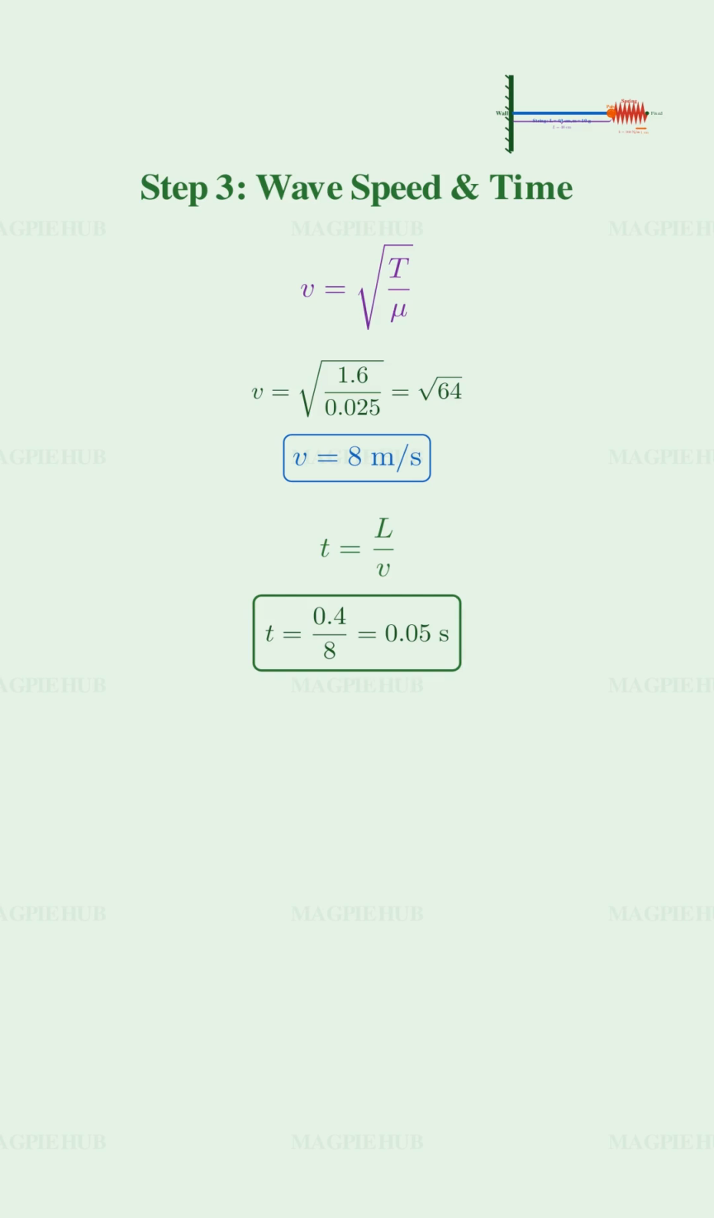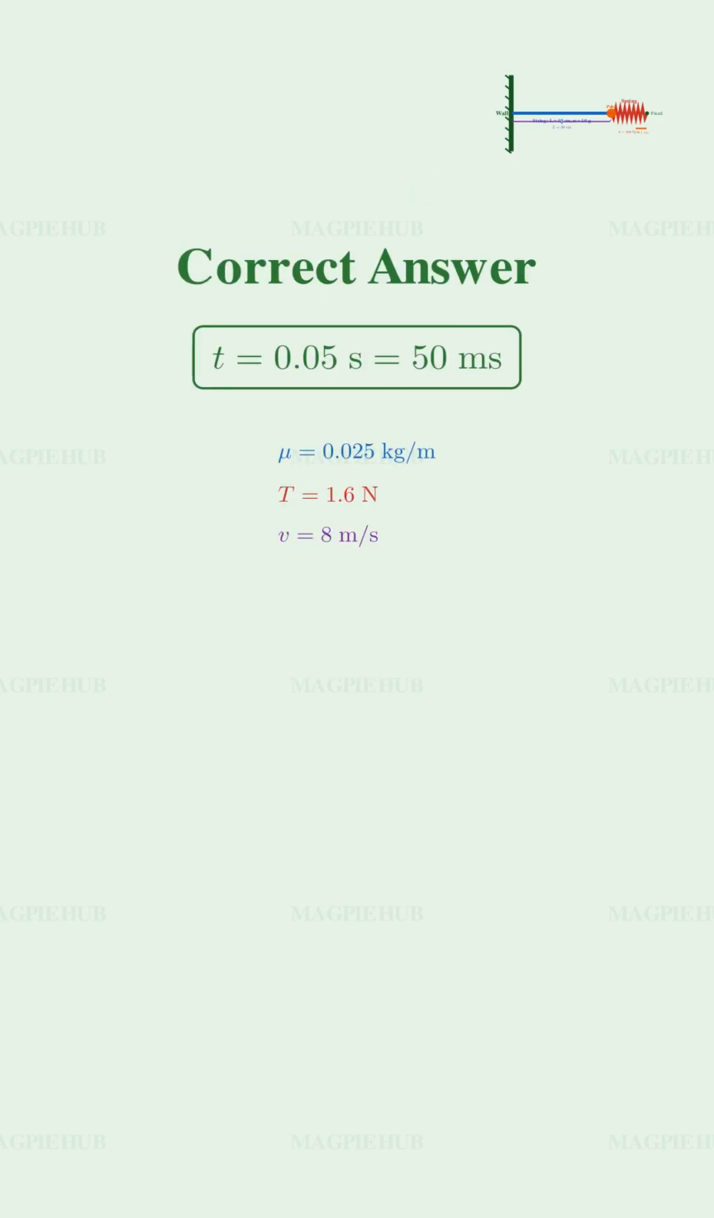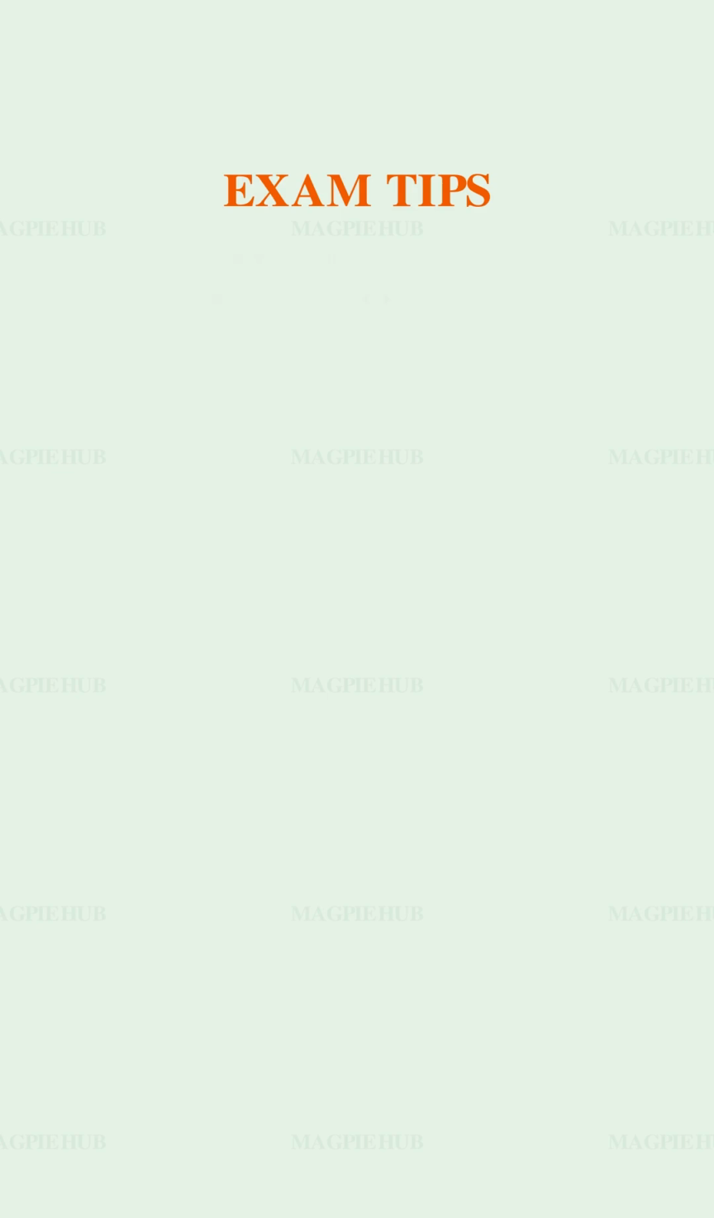Wave speed V equals square root of tension T over mu. Substituting, V equals square root of 1.6 divided by 0.025, which is square root of 64, giving us V equals 8 meters per second. Finally, the time for the pulse to travel the string length, time equals length L over wave speed V equals 0.4 divided by 8, which gives us 0.05 seconds. The correct answer is, the time taken for the pulse to travel from the wall to the spring is 0.05 seconds, or 50 milliseconds. Here are some important tips.